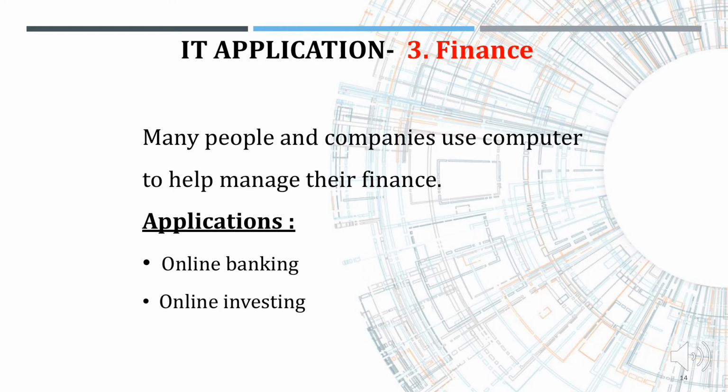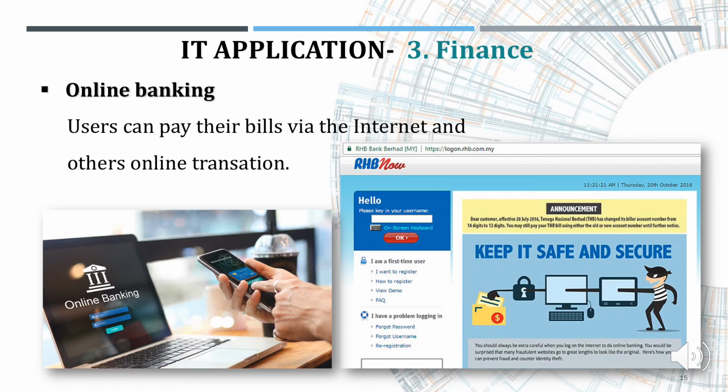Next one is finance. Finance is more about helping to manage their finance, of course, online. We have two types, which are online banking and online investing. This is a very popular service provided by the bank. With online banking, the customer or user can pay bills online and check the balance online. So this is how technology works for the bank sector.